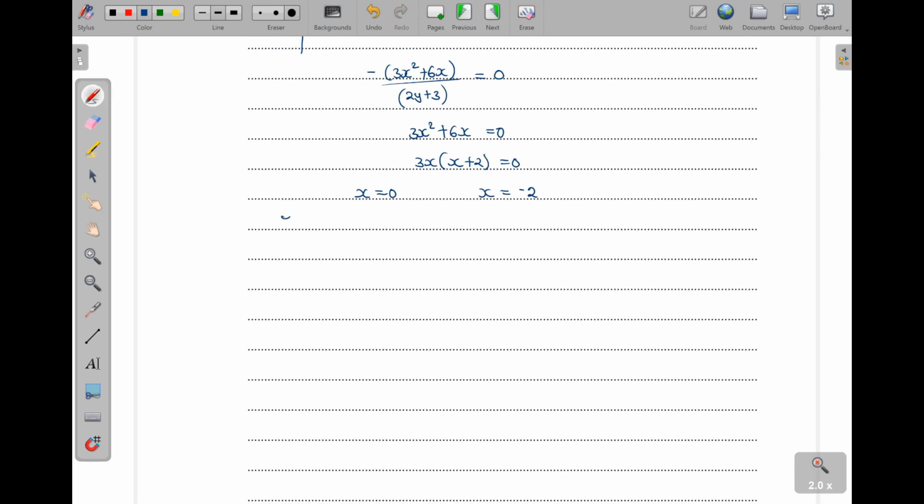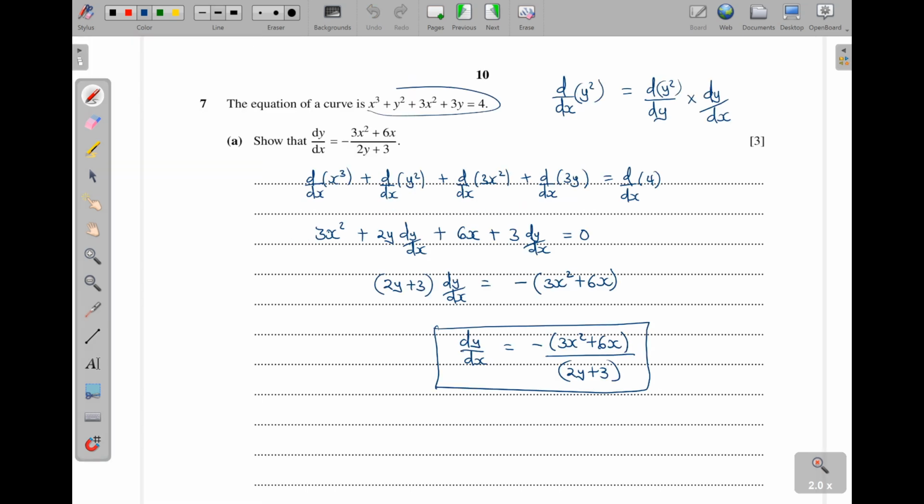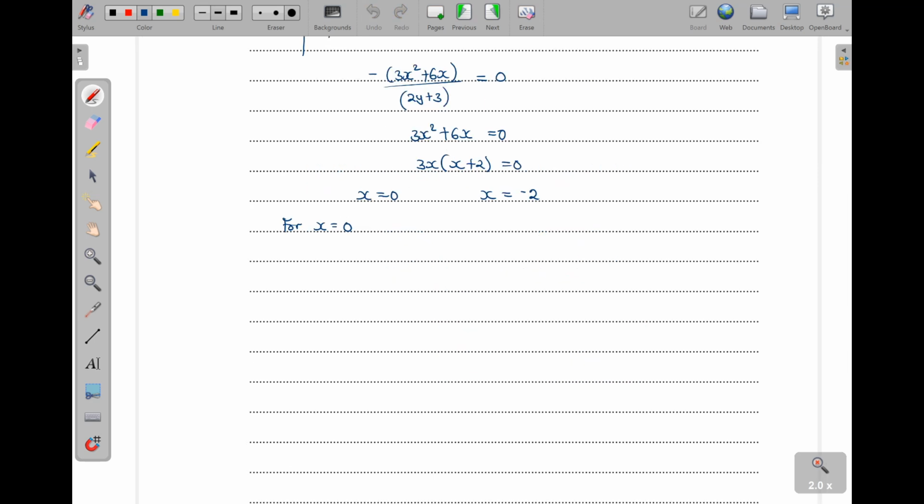Now, for x equal to 0, what is the y coordinate? So we go back to our equation, which was given. The equation is this one here, x cubed plus y squared plus 3x squared plus 3y. So we substitute in here. Okay, let me write it here: x cubed plus y squared plus 3x squared plus 3y, which is equal to 4.